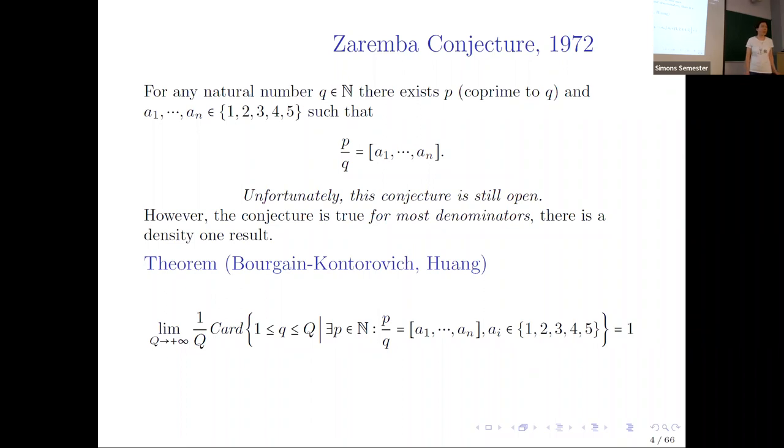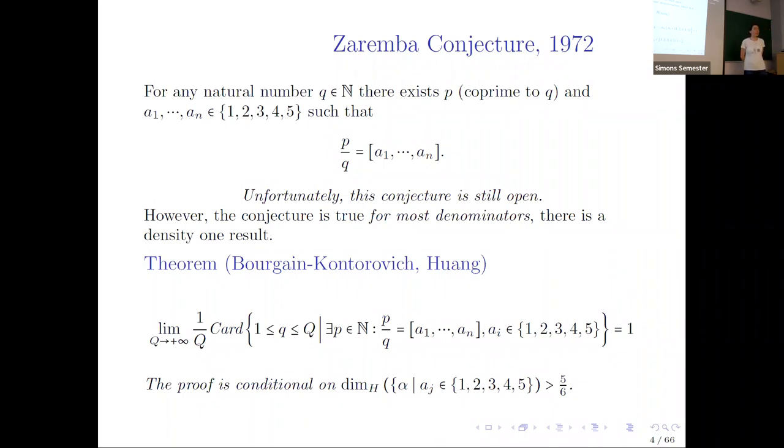It was first proved by Bourgain and Alex Kontorovich. This is the same Alex Kontorovich who was mentioned in connection with the Apollonian circle packing. Huang was a student of Alex Kontorovich. Unfortunately, he proved a slightly stronger result based on the previous work, but unfortunately he left mathematics and went to work in a bank.